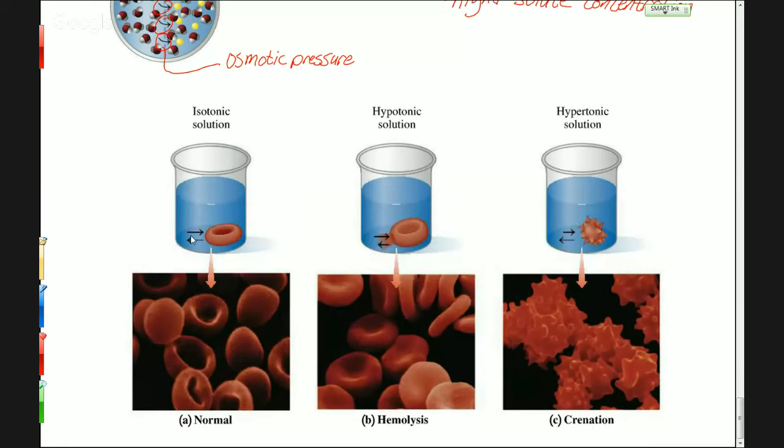So your isotonic solution, everything's fine, water can move back and forth, and there's not an increased pressure in one direction relative to the other. This situation is your hypotonic solution, where water is being forced into the cells, which causes them to burst. That bursting of the cells is known as hemolysis. And then the opposite, the hypertonic solution, water is forced out of the cells, and that's what we call crenation, the kind of shriveling and dehydrating of blood cells.